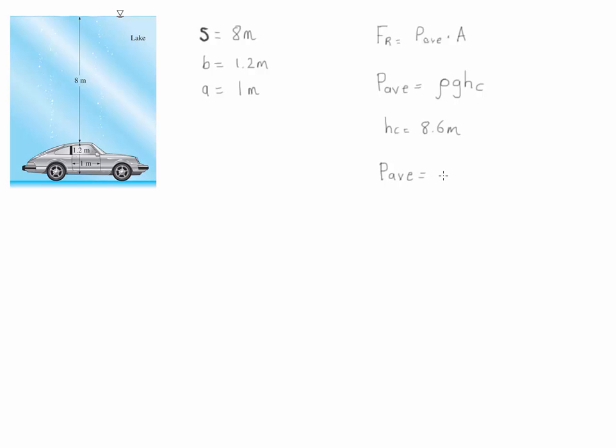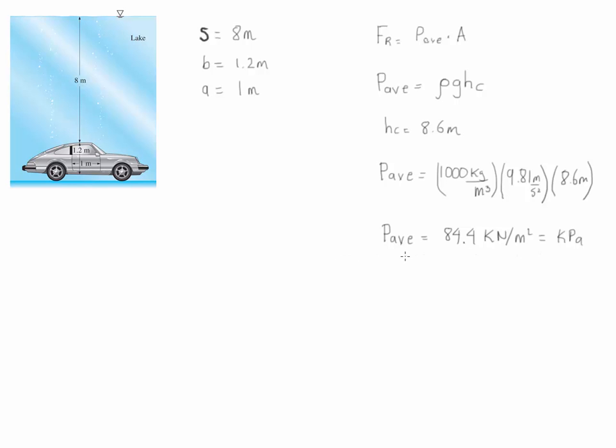We're going to take water to have a density of 1,000 kilograms per meter cubed, and the gravity is 9.81 meters per second squared. We're going to use 8.6 as the value of hc. Once again, this is the height from the surface to the centroid of the area we are evaluating. This gives us an average pressure of 84.4 kilonewtons per meter squared, which is the same thing as kilopascals.